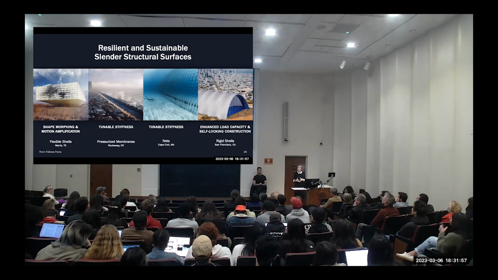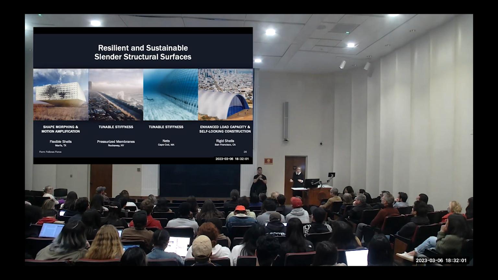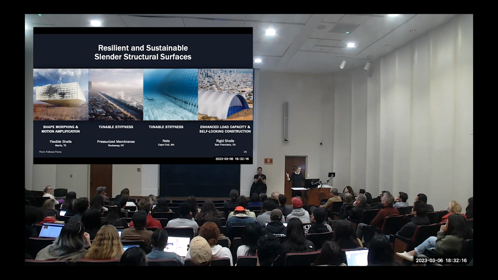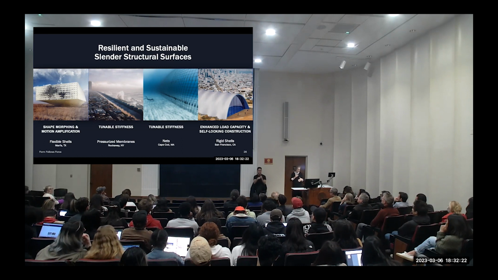So my research focuses on resilient and sustainable structural surfaces. That means forms that are dictated by the forces that are within them. Because of that, they can be very thin. And if they can be very thin, we don't have to use a lot of material, which means that the carbon footprint is smaller. And if we construct them in the right way, they're also more economical.